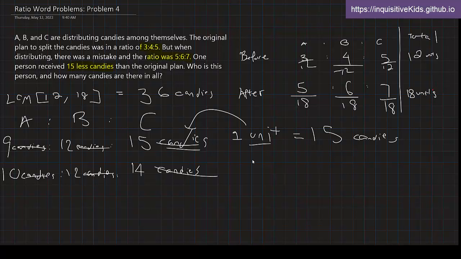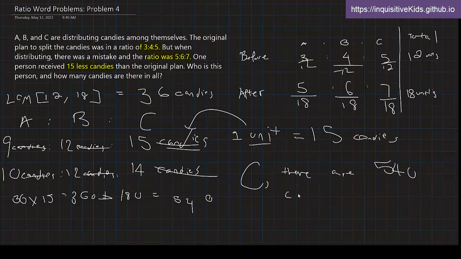And what's the question asking for? We're trying to find who received less, so that would be C, and how many candies there are in all. Since there's a total of 36 units, we do 36 times 15, which is 360 plus 180, which equals 540. So C, and there are 540 candies in all. This is the final answer.